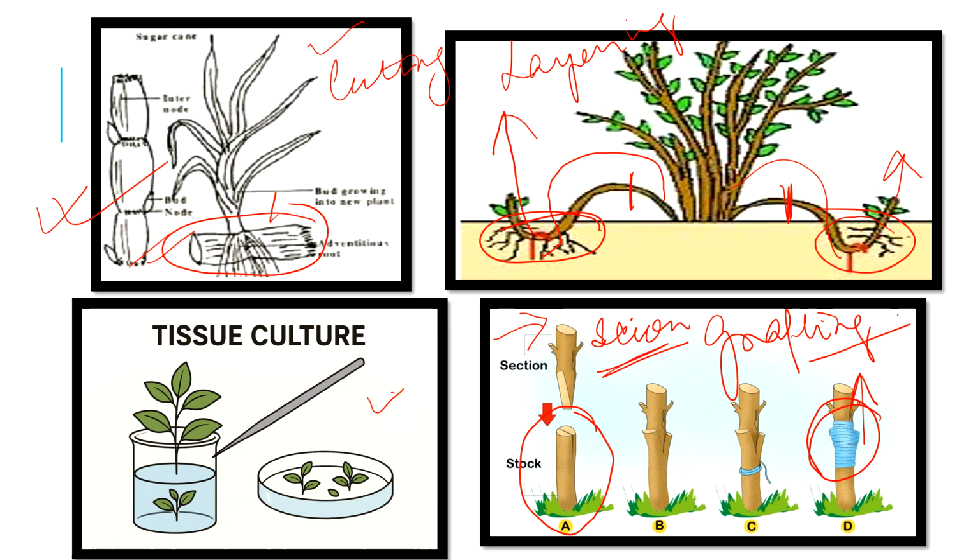Now here tissue culture is done, where the plantlets are grown in the lab and they are again planted in the soil to grow a huge scale of plants of that type. Is it clear? So these are the four types of artificial vegetative propagation which are done. So what are the advantages and disadvantages of this type of vegetative propagation? Let's concentrate on that one.